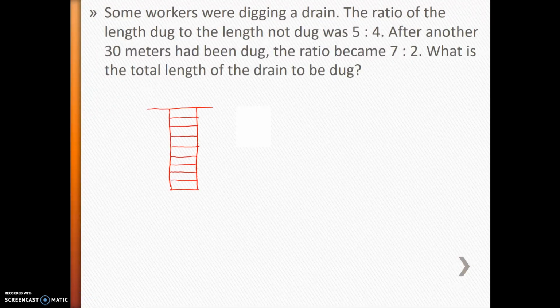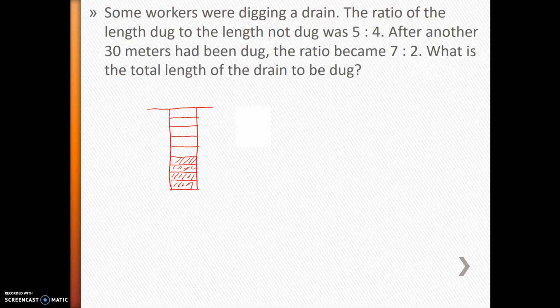Okay, so for me, again, it's easier for me to visualize this kind of problem drawing a model that actually looks like a drain being dug and then dividing that up into units. So it says that the ratio of the length dug to the length not dug was 5 to 4. So that means we've got 5 units at the top here that are already dug and 4 units at the bottom here that are not dug yet. So those still have dirt in them.